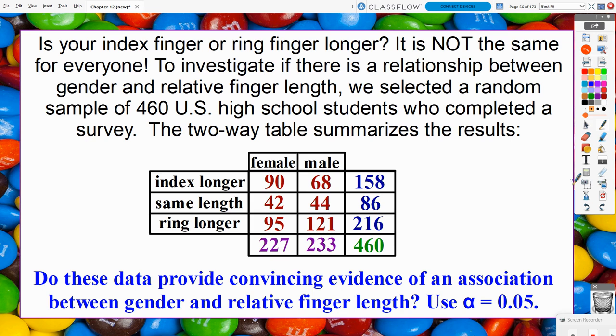So notice, just like in a test of homogeneity, we have a two-way table, which means when we do this problem with our calculator, we're going to use a matrix again. So, do these data provide convincing evidence of an association between gender and relative finger length? We're going to use an alpha level of 5%.